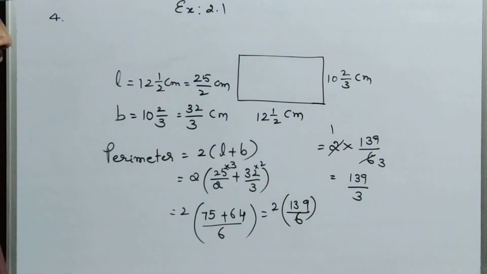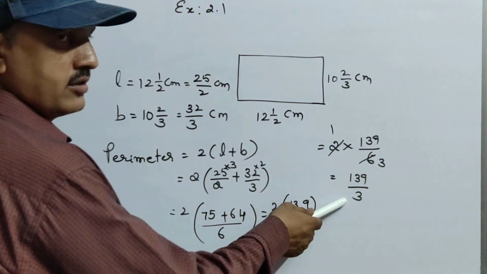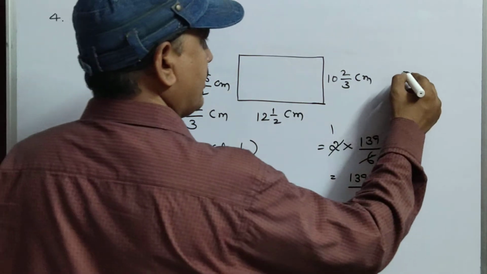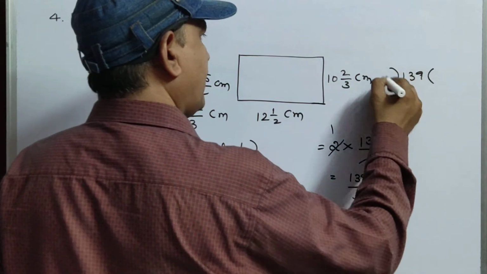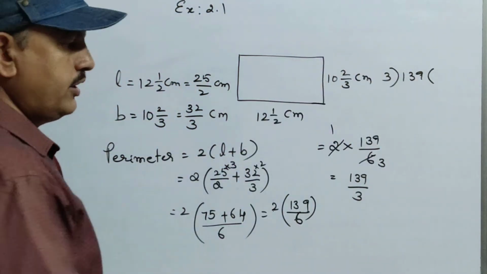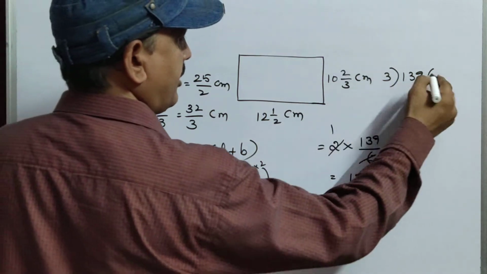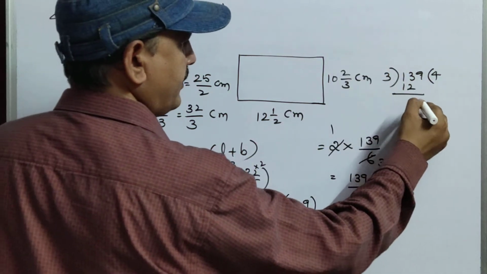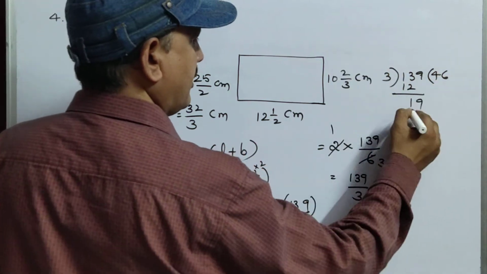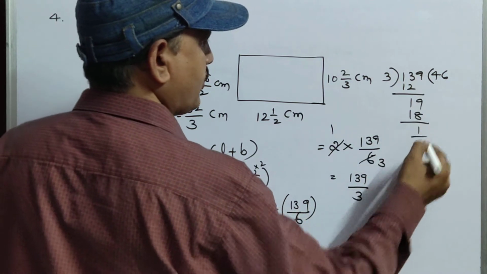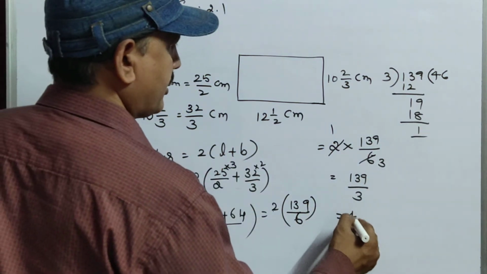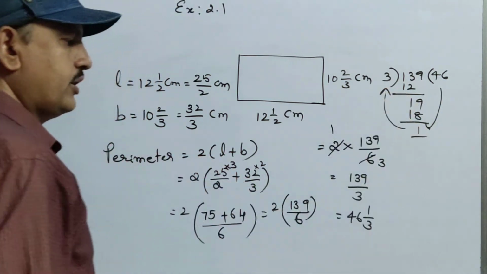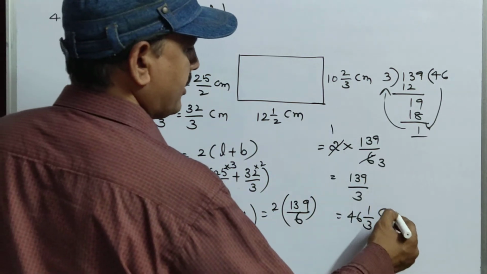Now, as we discussed earlier, when the denominator is smaller than the numerator, we have to convert it to a mixed fraction. That is 139 divided by 3. 3 table. 3 fours are 12. 3 minus 2, 1. Bring down 9. 3 sixes are 18. So 19 minus 18 is 1. That is 46 1 by 3. As we discussed like this, 46 1 by 3 centimeters.